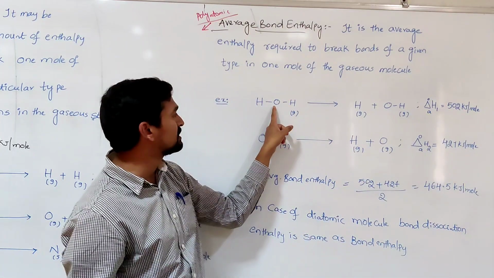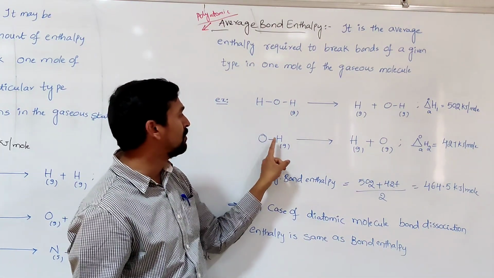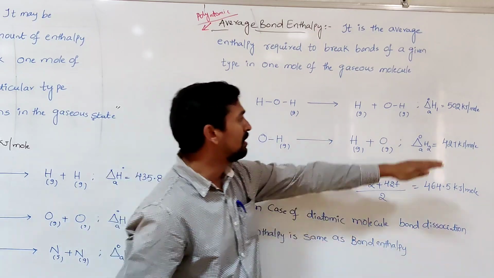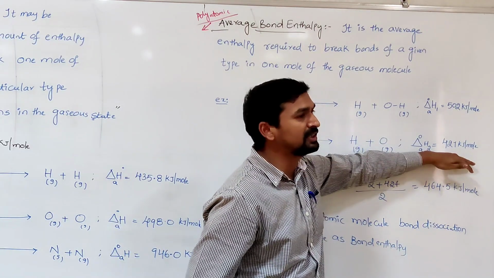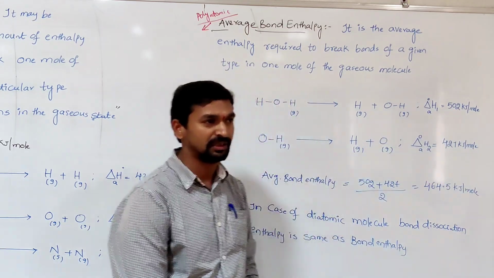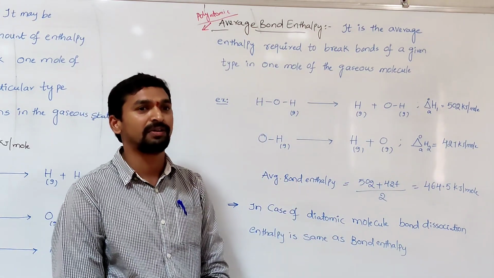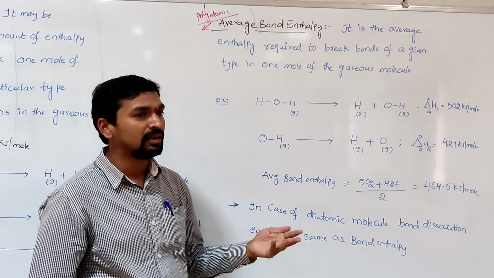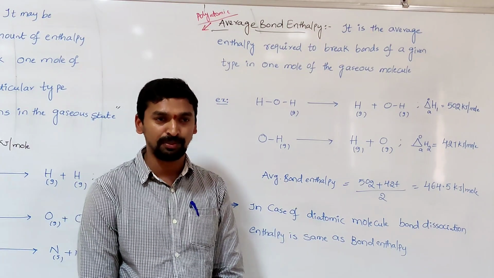Even though we are breaking the same bond, the OH bond, here it is 502 and here 427. But you are expecting 502, 502, the same amount of energy. Why is the amount of energy different, even though the same type of bond is broken?